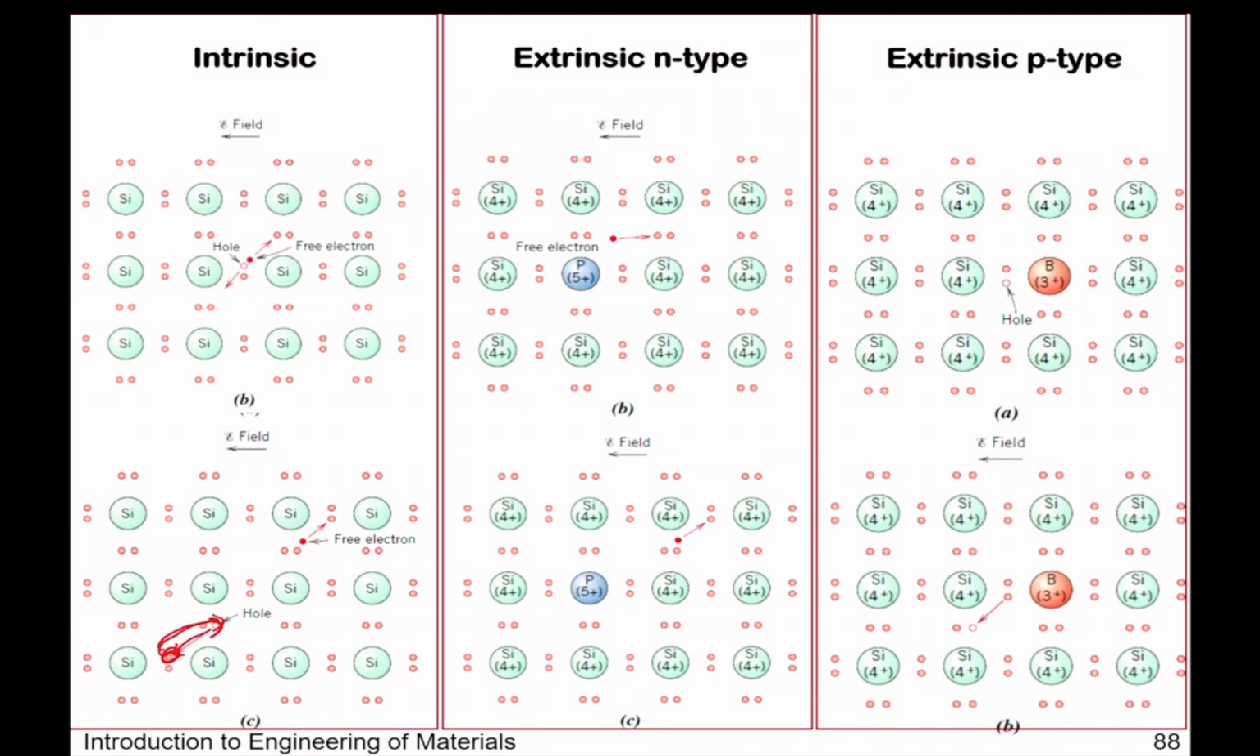And then for n-type and p-type: for n-type you have an extra valence electron, so it's not bound to the lattice and it can freely move. Same thing with p-type, you have one fewer electron, so now your holes are moving.